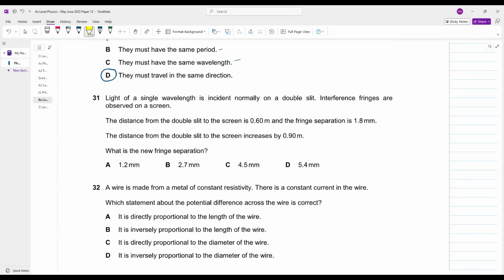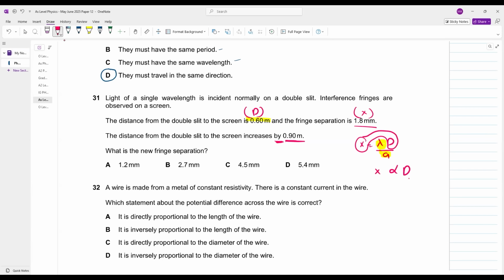Light of a single wavelength is incident normally on a double slit. Interference fringes are observed on the screen. The distance from the double slit to the screen, that is capital D, is 0.6 meter, and the fringe separation x is 1.8 millimeter. The distance from the double slit to the screen increases by this value. First of all, let's write the equation: x is equal to lambda D over a. Can you realize if lambda and a are constant, x and D become directly proportional?